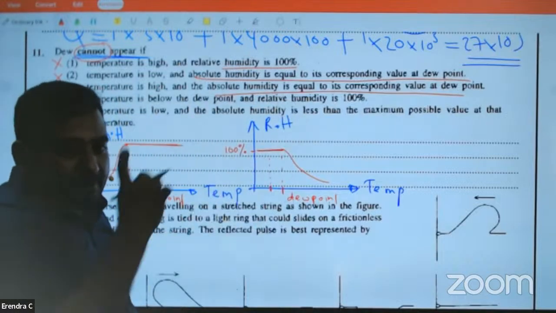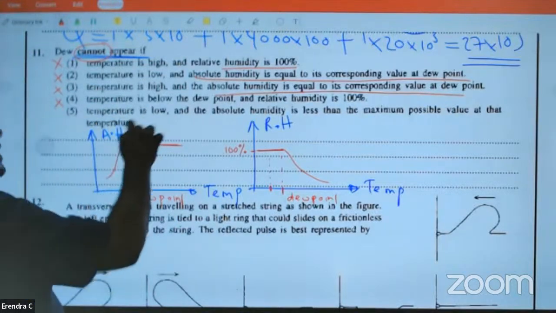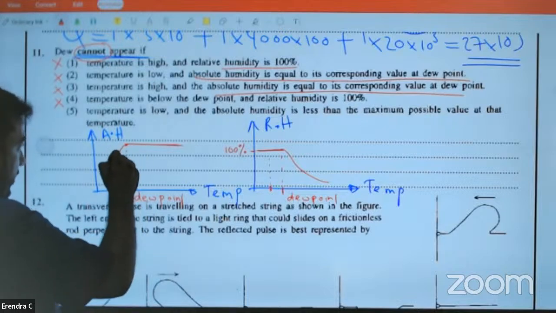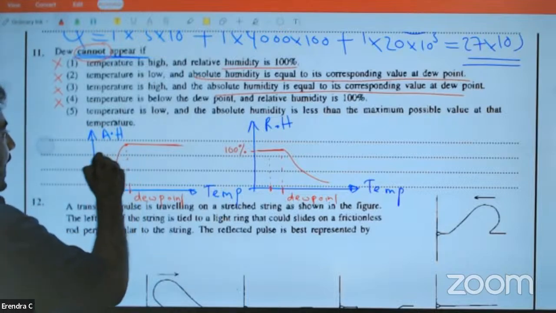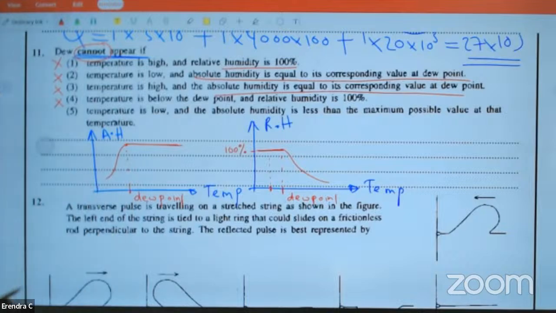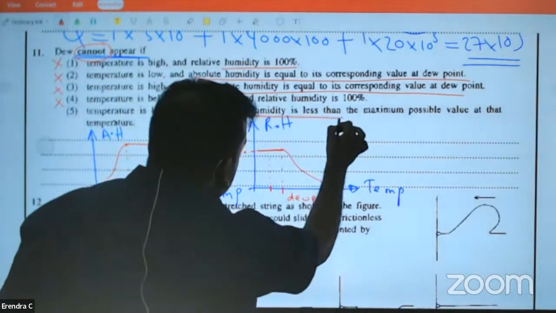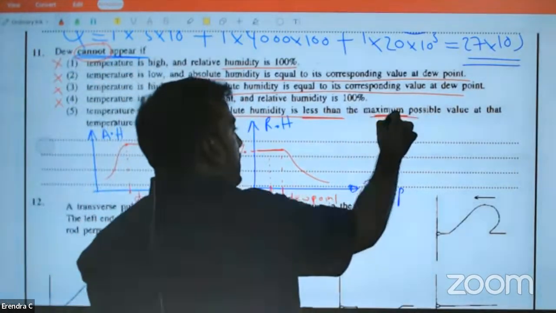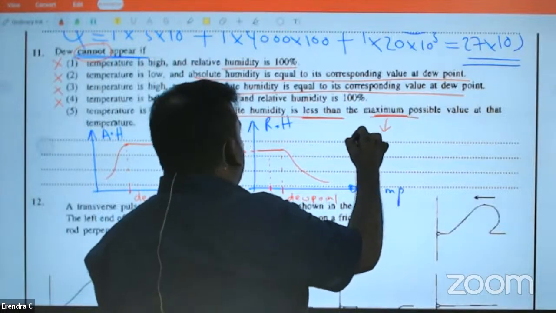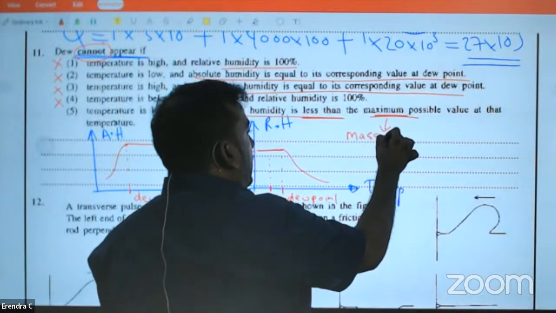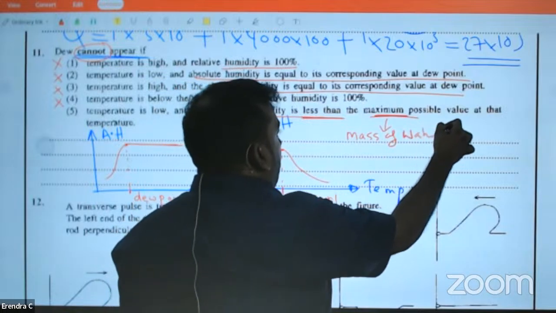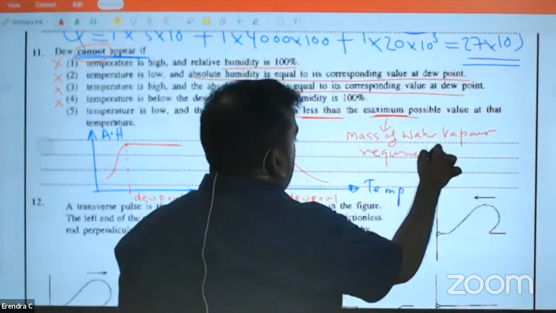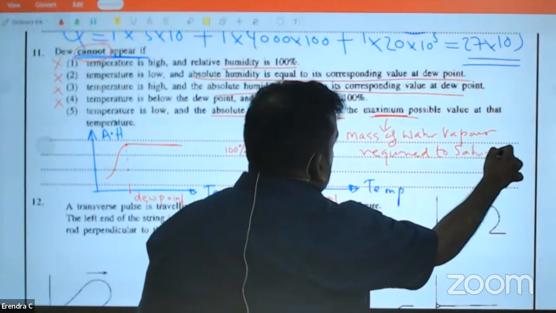Saturation will take place. From the curve, temperature is low. Absolute humidity is less than the maximum possible at that particular temperature. Look very carefully. Absolute humidity is less than the maximum possible. What is the maximum possible? Maximum is the mass of water vapor required to saturate. Required to saturate. Right.